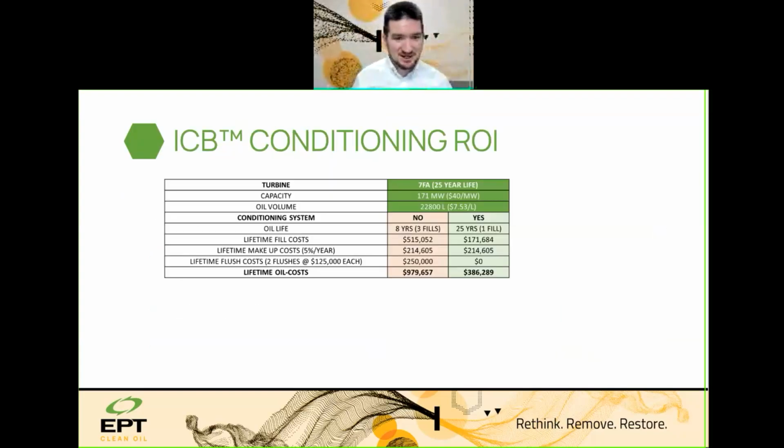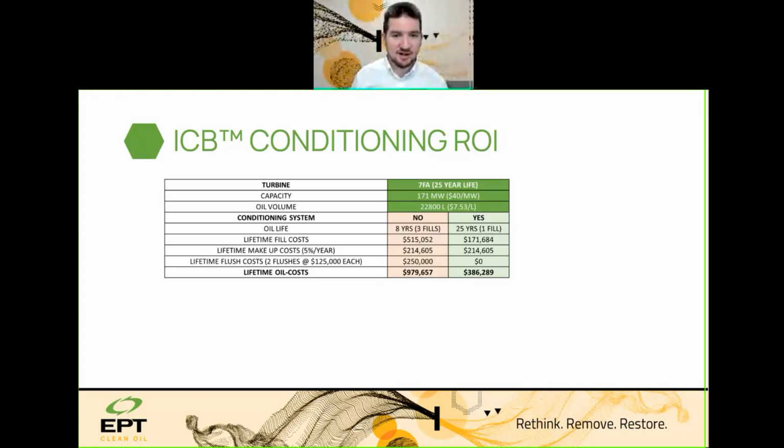So we've just got a quick ROI calculation because money talks, I guess, and sometimes this is the most compelling argument that you can possibly take to management. So for this calculation, we're taking a look at a 7F turbine, 170 megawatts, so a reasonably large gas turbine. And we're taking a look at two different possible scenarios. One, in orange, in which we're not installing a conditioning skid. We're just running the oil to failure, essentially. And on the right, we do install a conditioning skid on day one, and we're doing true preventative maintenance here.